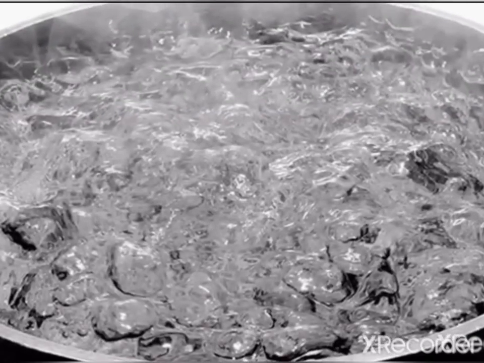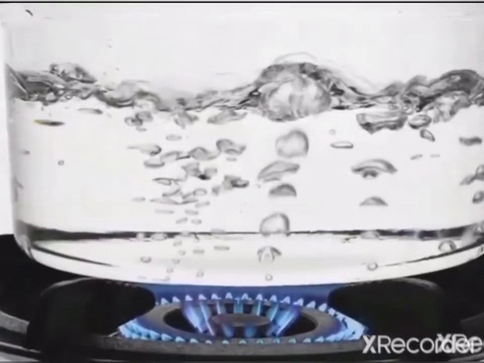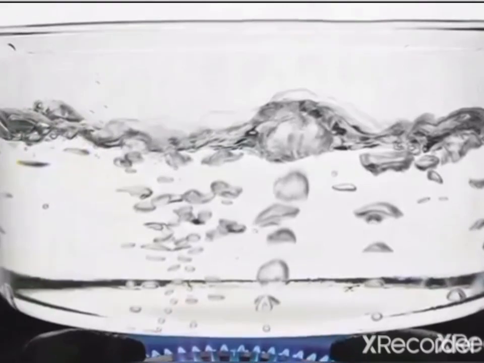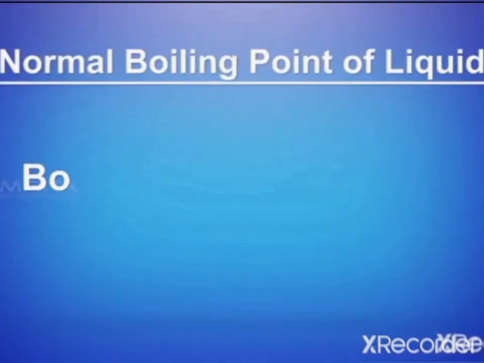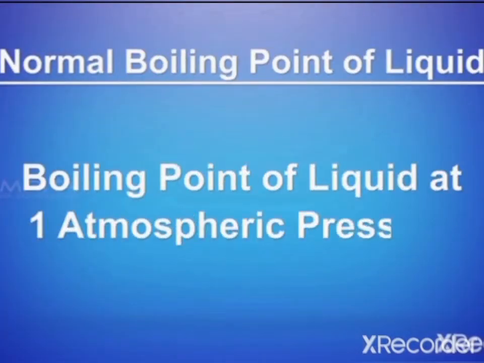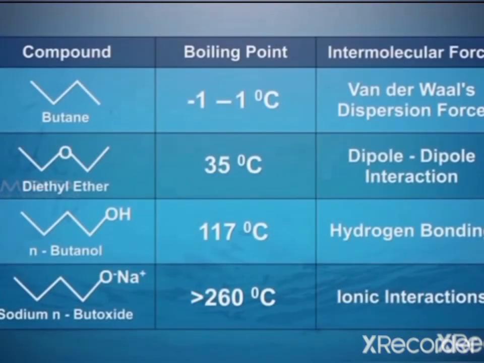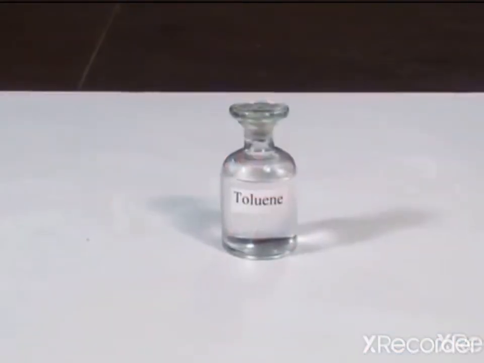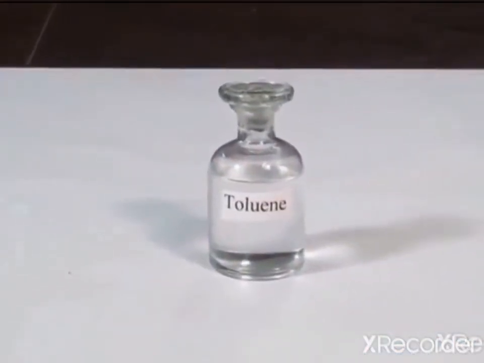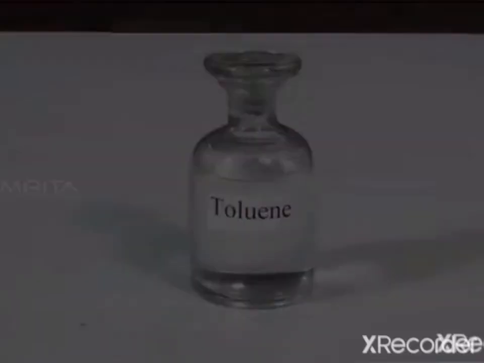Boiling point of a liquid is the temperature at which the vapor pressure of the liquid becomes equal to atmospheric pressure. At 1 standard atmospheric pressure, the boiling point of a liquid is termed the normal boiling point. Different liquids have different boiling points depending upon differences in intermolecular forces present in the liquid. Now let us calculate the boiling point of an organic compound, that is toluene.